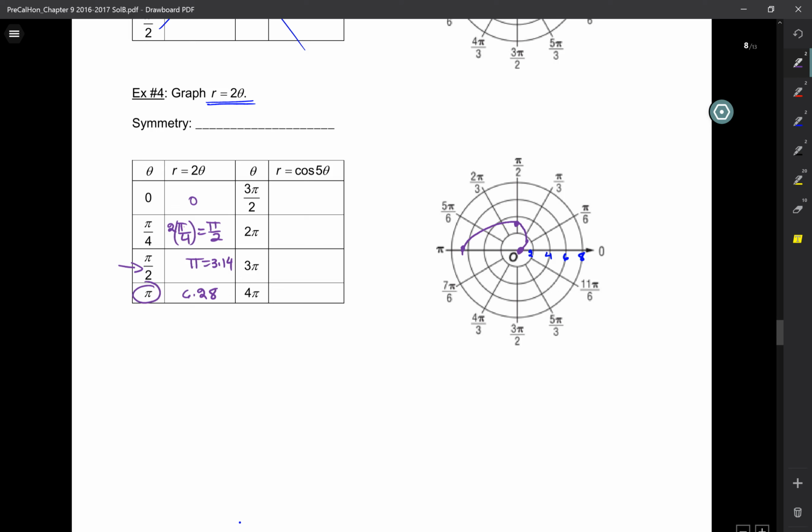Okay? At 3 pi over 2, how much would it be? It'll be 3 pi, which is... How much is 3 pi? It's greater than 9, right? So it's going to go above here. So it's just going to spiral.